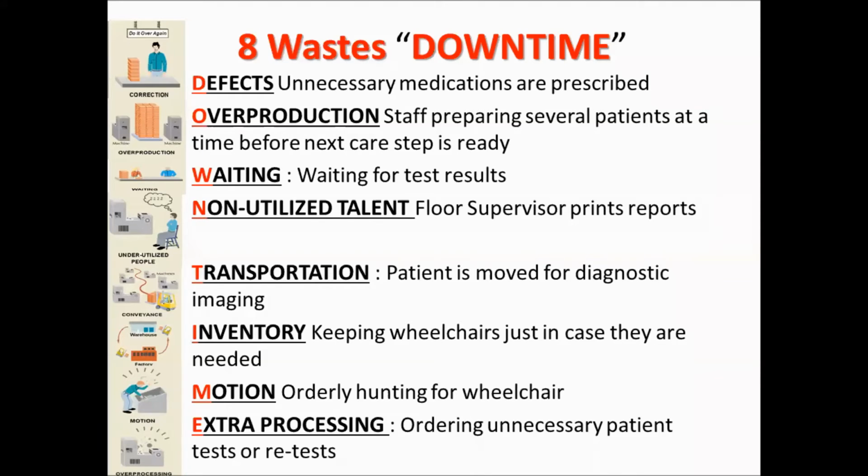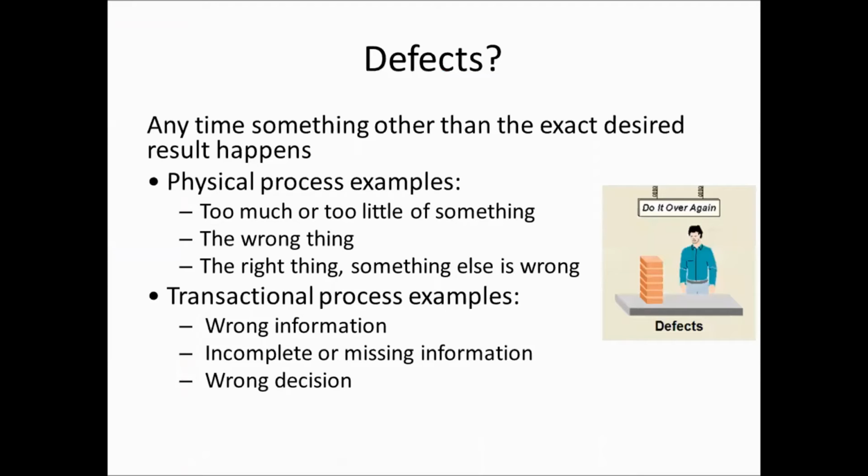Whenever you map your process, think about what type of waste is present, what the effect of that waste is on the process itself, and think about how we can eliminate this waste. We will go first step by step through these defects, these waste types.